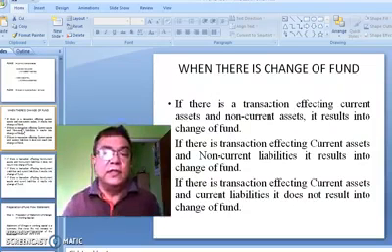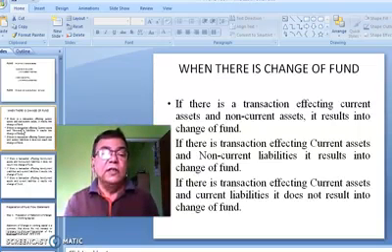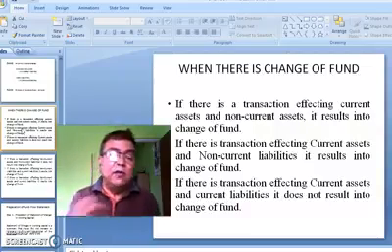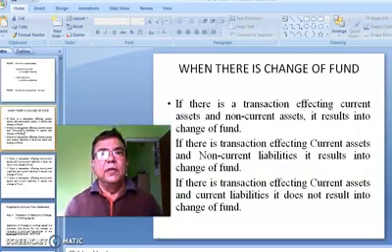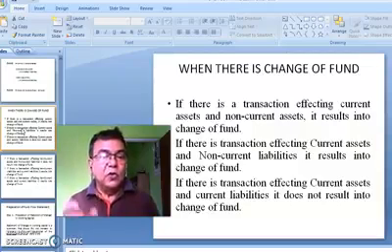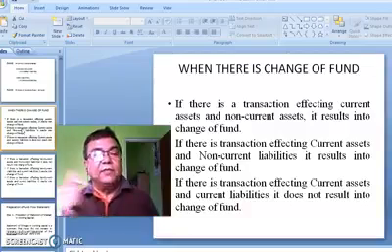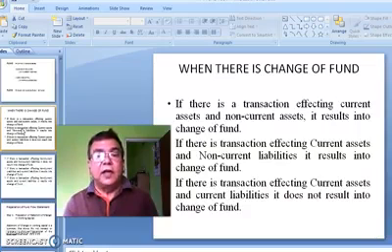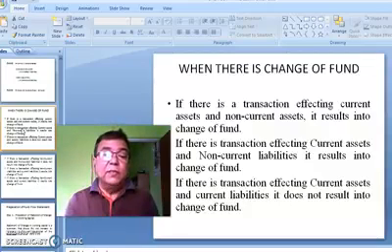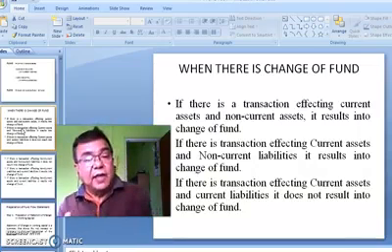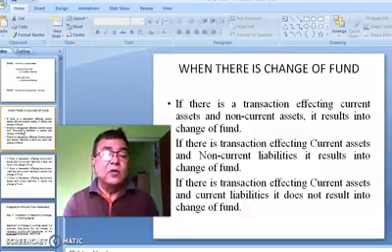Now, the question arises: when does the fund actually change? There are some transactions, and those transactions may or may not change the fund. We may classify into non-current assets, that is fixed assets, non-current liability, that means long-term liability, and current assets and current liability. Now, if a transaction affects current assets and non-current assets, that is, one side is current assets and the other side is non-current assets, it results in a change of fund, because the working capital concept applies here. Working capital means current assets minus current liabilities, that is, the excess of current assets over current liabilities.